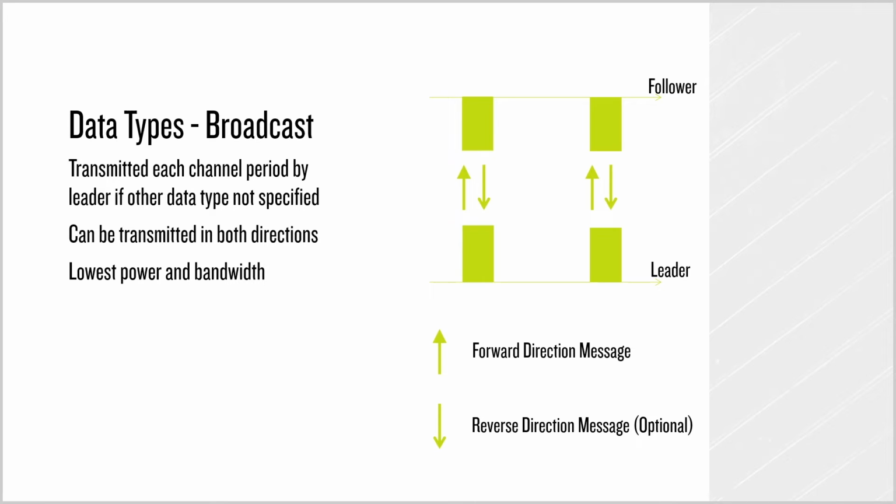There are three main data types supported in ANT: broadcast, acknowledged, and burst. Bidirectional channels are not restricted in which data type they can send. Each of these data types can be sent in either the forward or reverse direction at the discretion of the host implementation. Broadcast data is the most basic data type and is transmitted by default if no other data type is specified. The broadcast data type uses the least amount of RF bandwidth and system power.